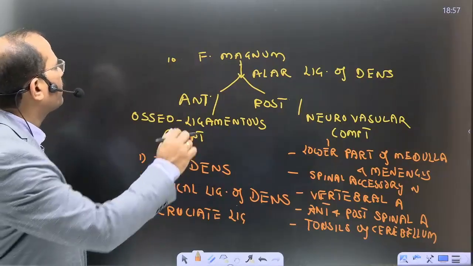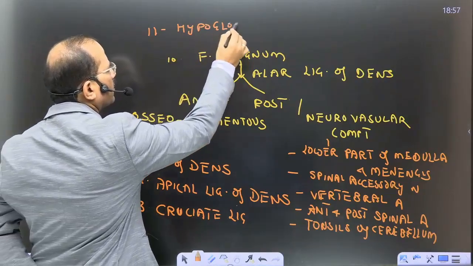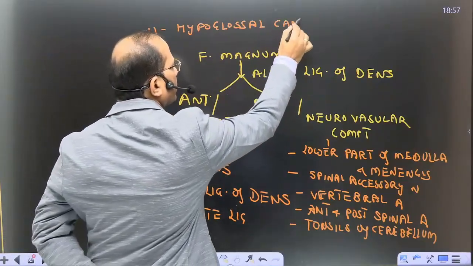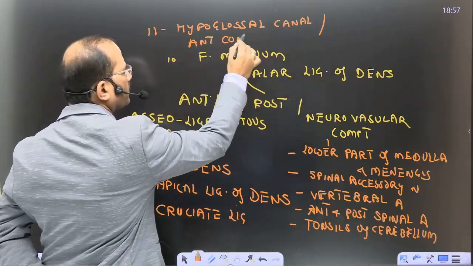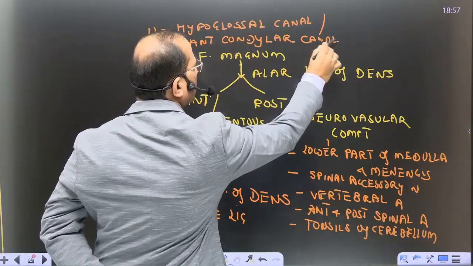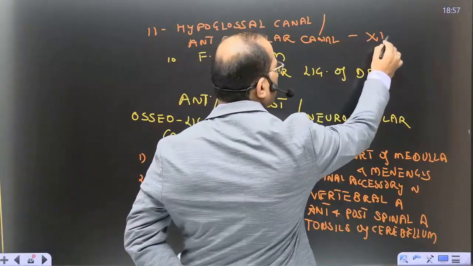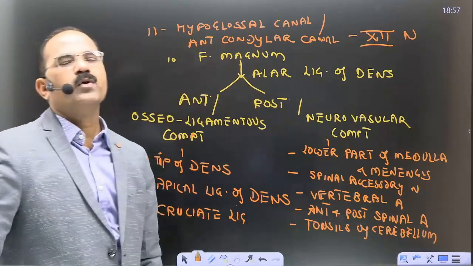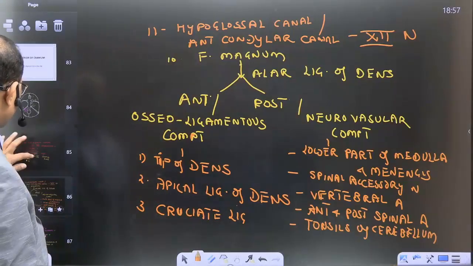What was that number? 11. Number 11 is the hypoglossal canal. It is also known as the anterior condylar canal. What passes through the hypoglossal canal, or the anterior condylar canal, is the hypoglossal nerve. Perfect, students. So we have discussed this in detail.